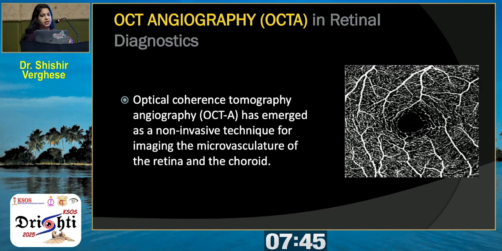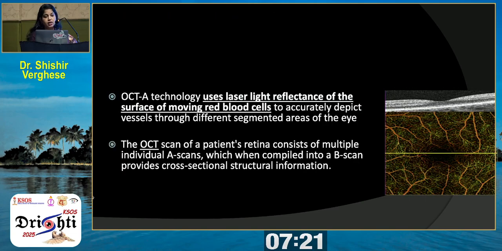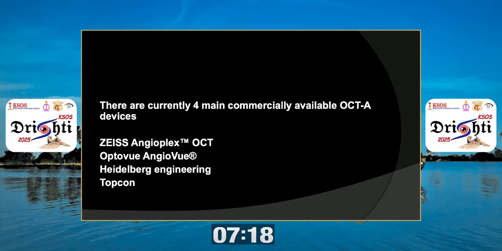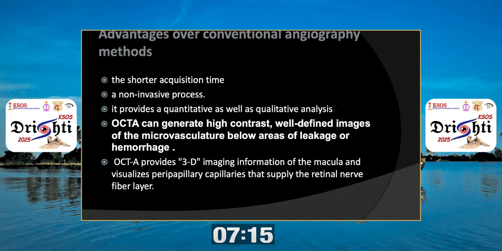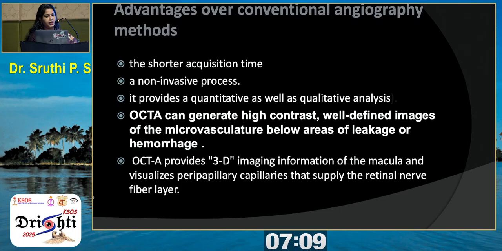Basically, we retina specialists, after OCT, want to know the retinal vasculature and what the abnormalities in the retinal vasculature are. Nowadays, rather than ordering an FFA, we would like to do a non-invasive procedure like OCTA. This is a common investigation we usually do in our OPD. Sir already discussed OCTA in detail, the different machines available, and why we do OCTA more rather than FFA.